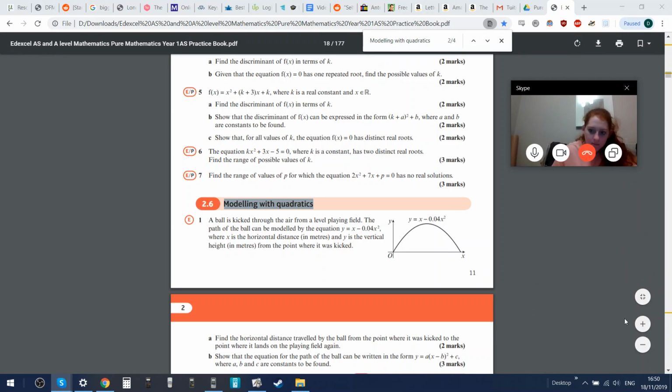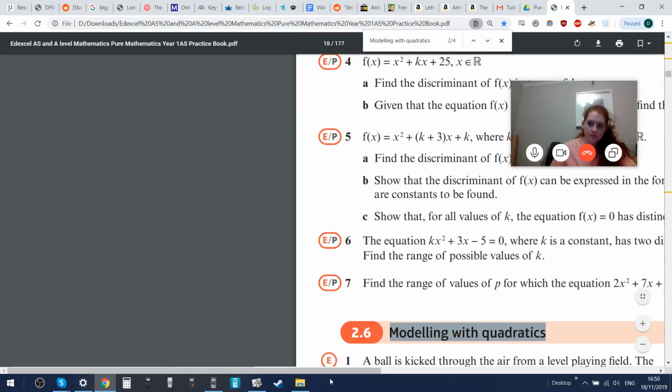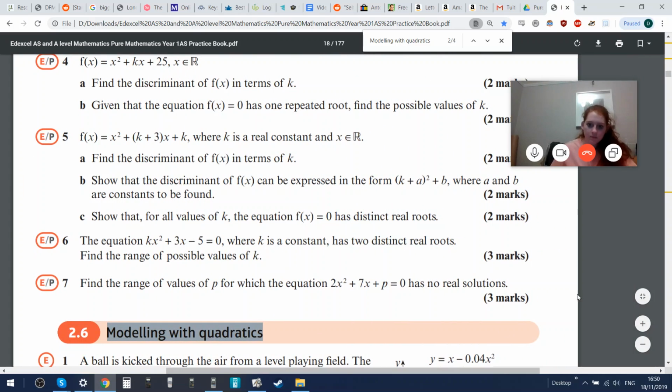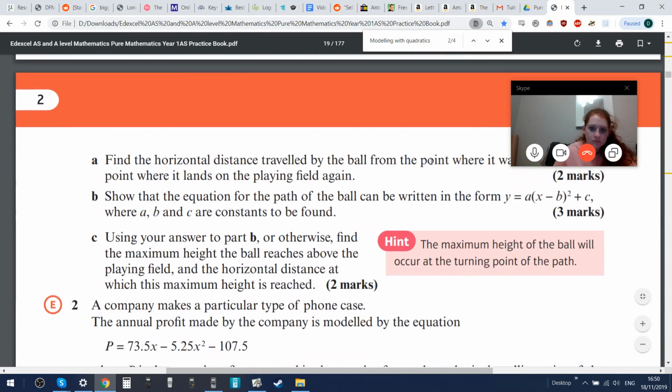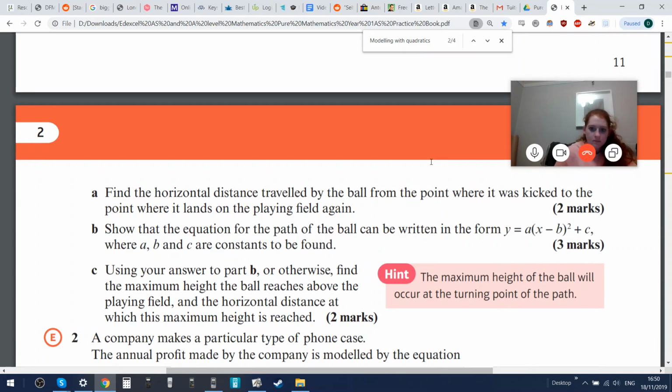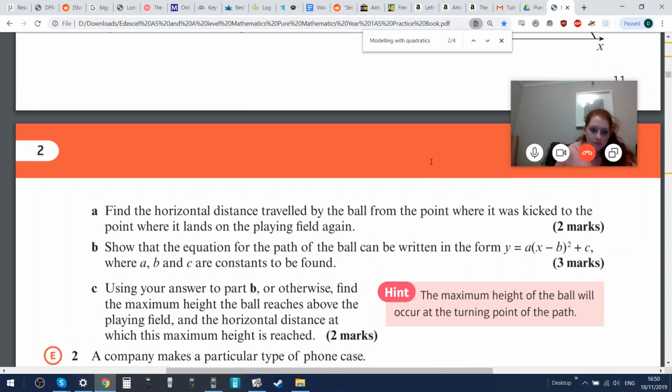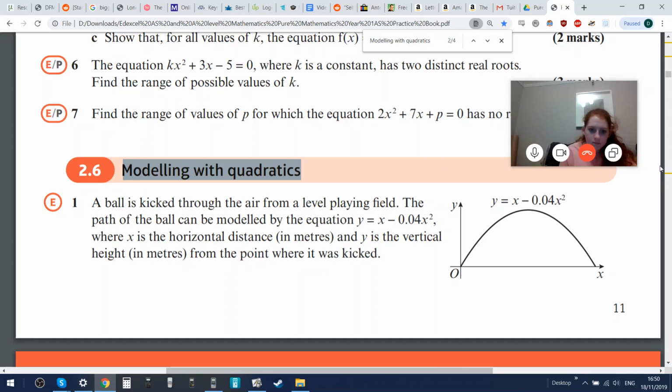So this one, a ball is kicked. So this is more like the ones you were talking about. Well, we've done harder ones since then. Find the horizontal distance the ball is kicked to a point where it lands on the playing field again. So how would you find where this ball lands?